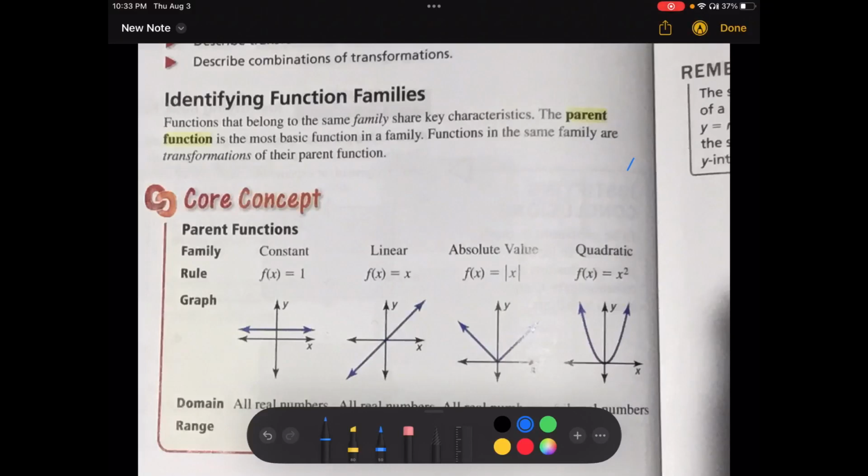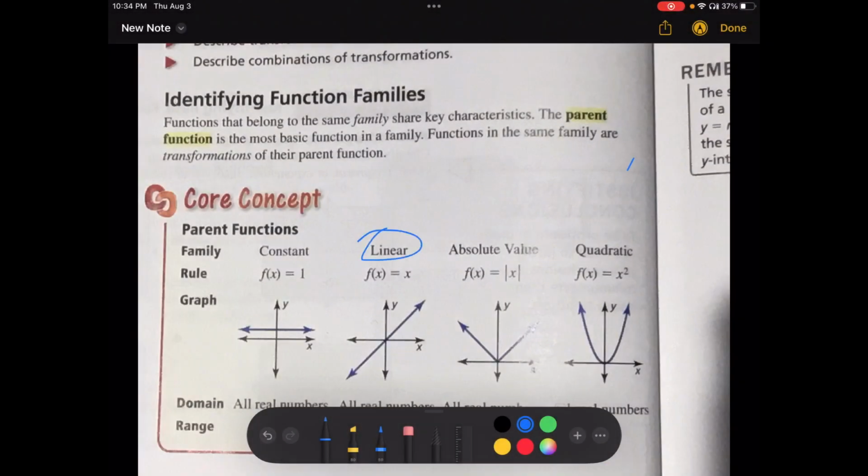Okay, so these are what you need to know for parent functions. First, there's the constant. Constant, as you probably know, means no variable. For instance, 1 means that it doesn't intersect the x-axis and it crosses with a straight line on y equals 1. The parent function for a constant is f(x) equals 1.